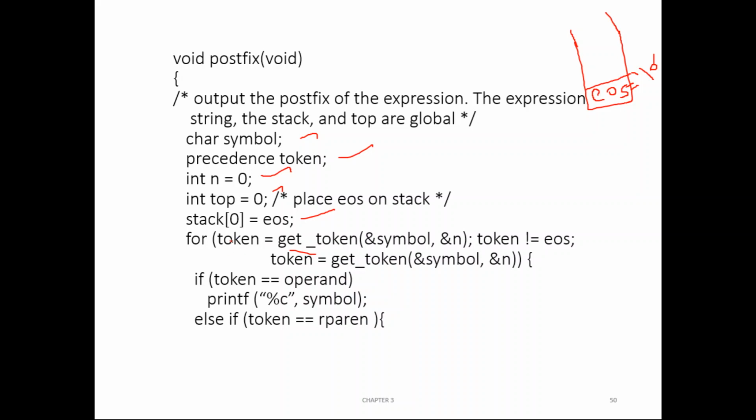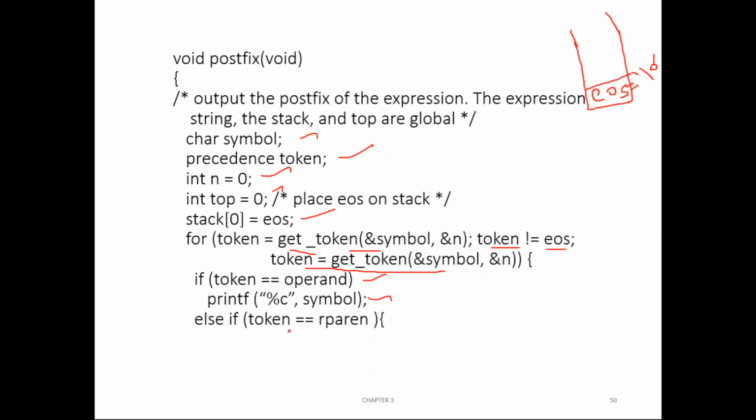So here we are using it in a for loop. For token equal to get token, we read the token, and the terminating condition is that the for loop repeats until the token is equal to EOS. Then in the next iteration we read the next token, token equal to get token ampersand symbol ampersand n. After reading, check whether the token is an operand or not. If the token is an operand, just display the symbol, printf percentage c symbol.